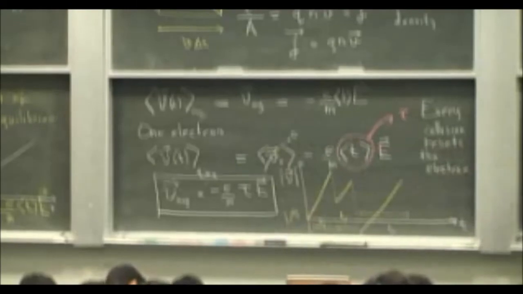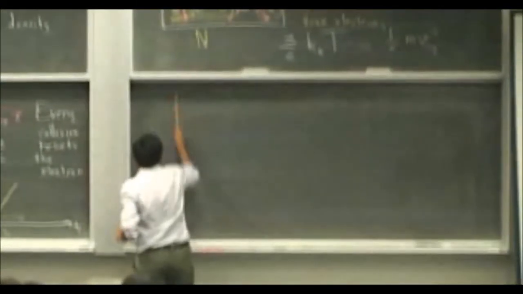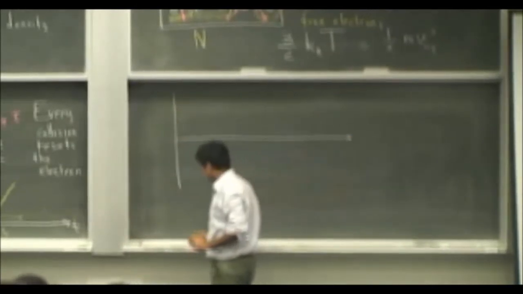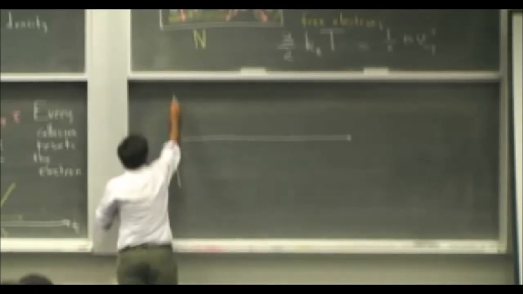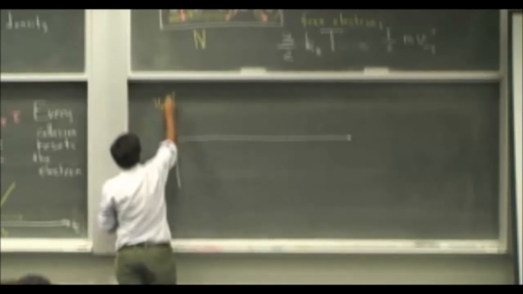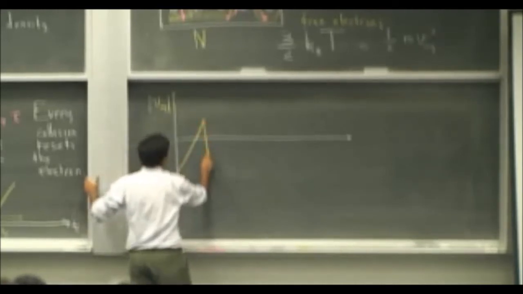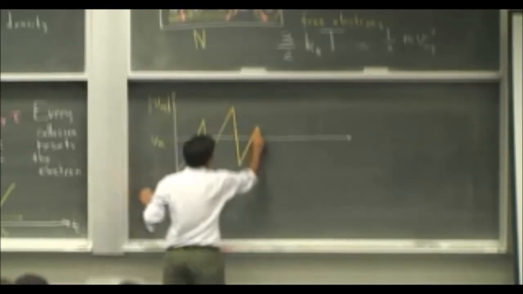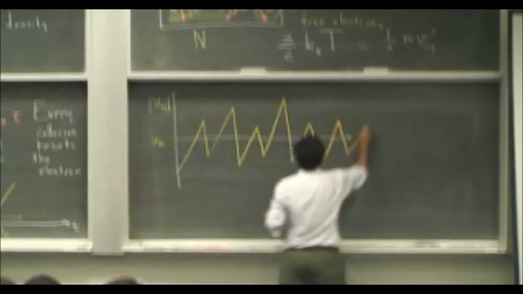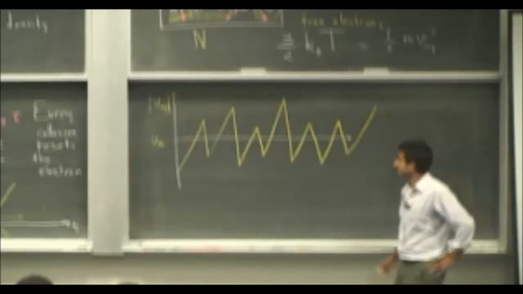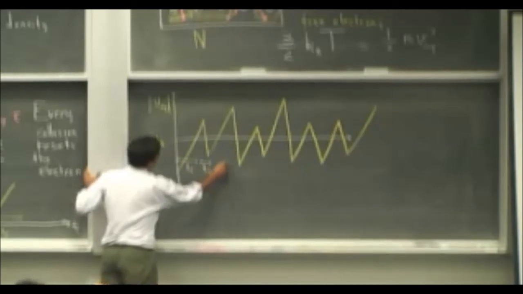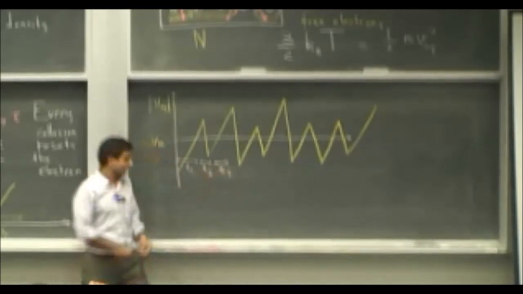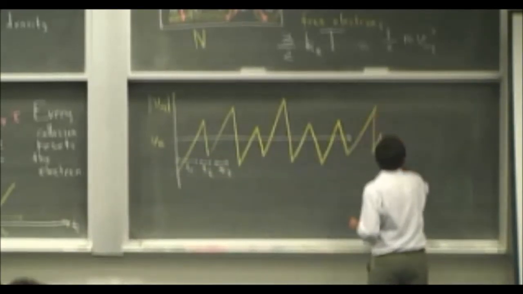If I make a bigger graph, this is what it will look like. I have V average. This is V thermal. This is what this graph will look like. And the time between these collisions is T1, T2, T3. It's non-uniform. Sometimes collisions occur rapidly. Sometimes they take longer.